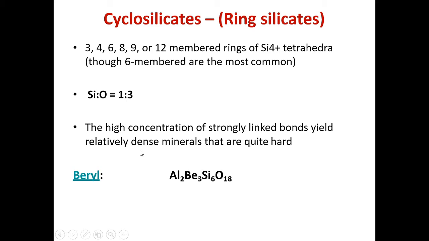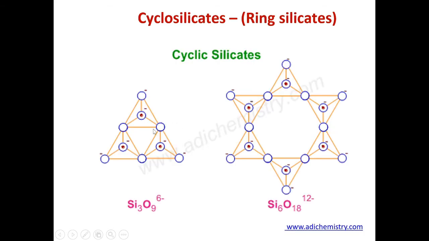Beryl is one of the gems which is very popular. So we'll see the structure. This is a three-membered ring and this is a six-membered ring. But the ratio of silicon and oxygen is the same whether it is a three-membered or six-membered ring. Right. So here we can see with three silicons, 9 oxygens are there. So the ratio is 1 to 3. And here with 6 silicons, 18 oxygens are there. So the ratio is 1 to 3 only. But there are some negative charges which need to be balanced, and which can be balanced by the cations.